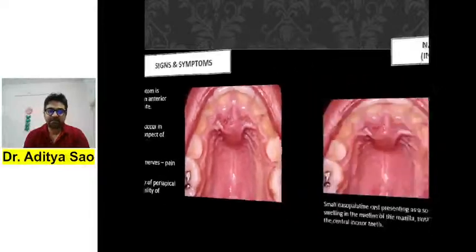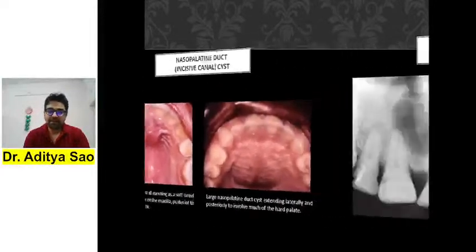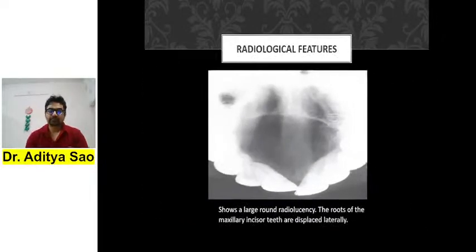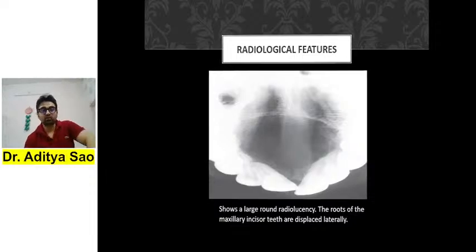Very easy, very commonly asked, and it is very easy to identify. A heart-shaped radiolucency with diverging central incisors is your nasopalatine duct cyst. Is your nasopalatine duct cyst. Okay, it is not a true cyst.